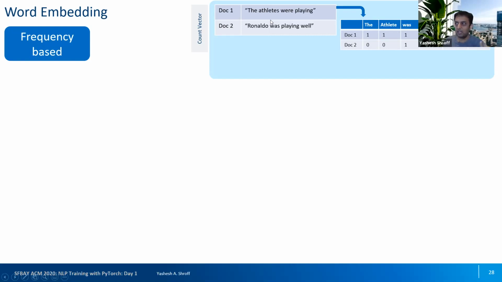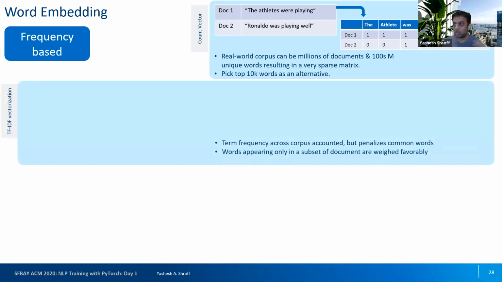The athletes were playing and Ronaldo was playing well. So in one document, you're representing all these words in the vocabulary, but Ronaldo is not there. This is a more generic document. In document 2, all these generic words are not there, but a named entity, Ronaldo, is there. So this is basically counting how many times in each document a given word is available. With hundreds of millions of words in different documents, you're picking 10,000 words as an alternative. These are the most popular words.